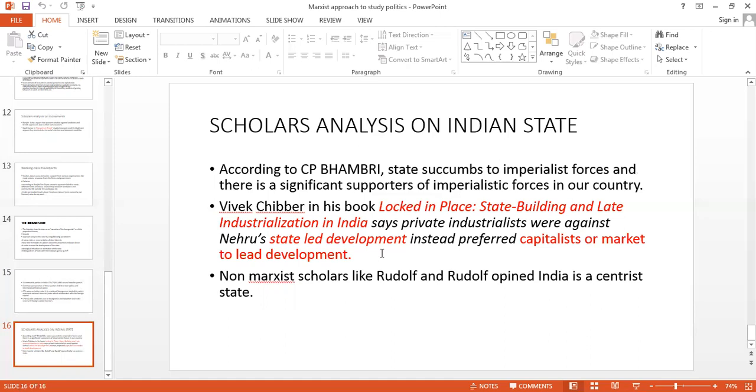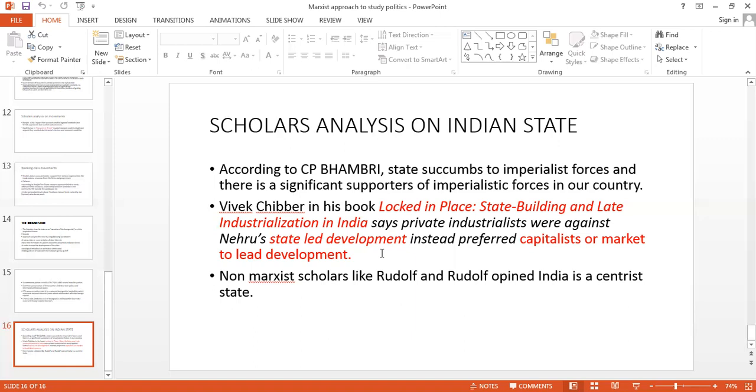So what happened is that during the initial phases of our independence, we followed a USSR-style socialist model, that is state-led development, because many of the major industrial sectors were government owned. But the significant change came only in the 1990s, after we introduced the liberalization policy in our country.